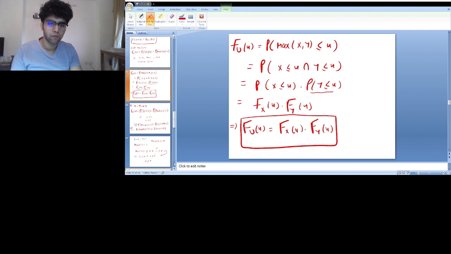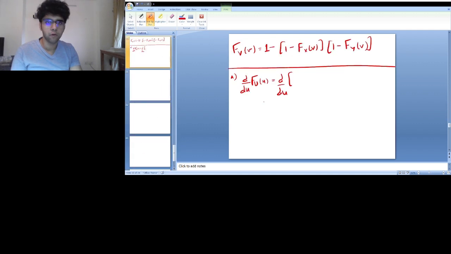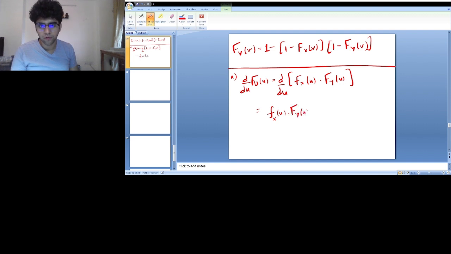This is the product of the CDFs of x and y when my point is u. So this is Fx(u) and Fy(u), where small u is my point. So this gives me fx(u) into Fy(u), just applying the product rule of differentiation, plus fy(u) into Fx(u).